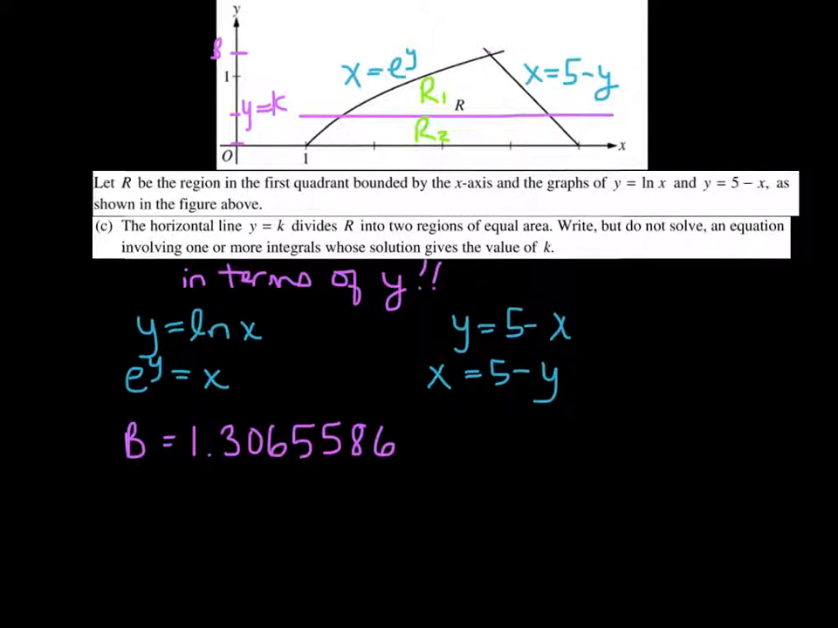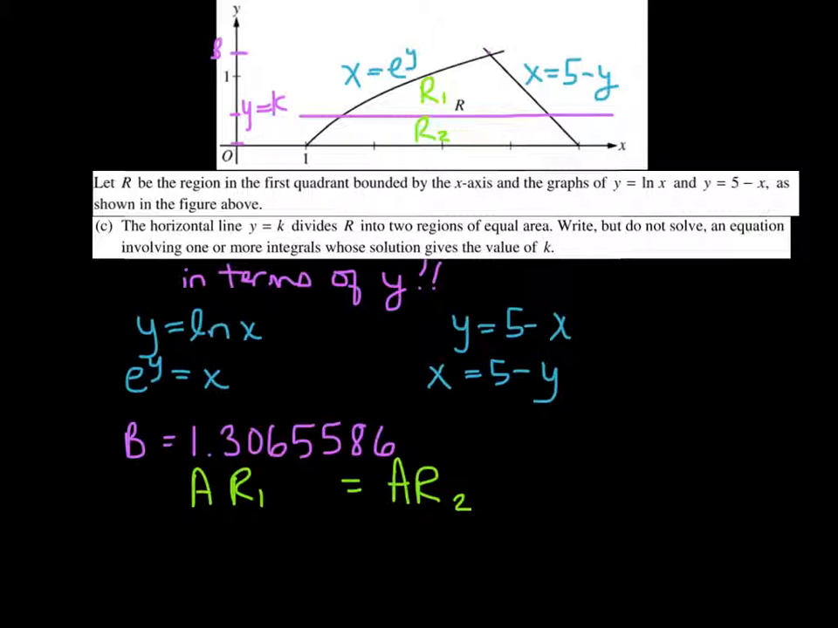Now what I need to do is write an area expression for region 1 and region 2. These come up every once in a while, every few years, where it'll say a line y equals k or x equals k divides a region. The easiest way to write the equation that would allow you to solve for k is setting up that region 1 has to equal region 2. So the area of region 1 has to equal the area of region 2.